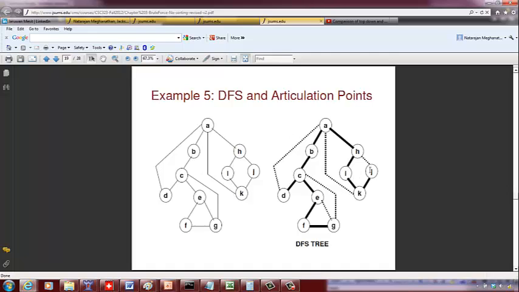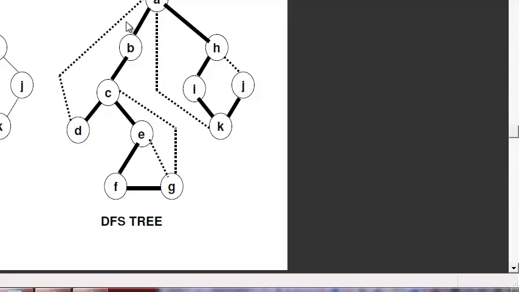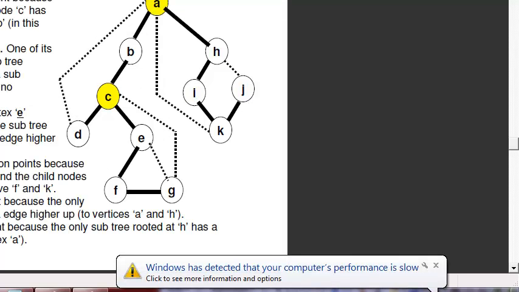Now we decided J is not because it's a leaf node, K is not because this subtree is connected to H. You see, basically H is above K, so J is connected to H, so it's not an articulation point. So I is also not an articulation point because this subtree is connected above I to H. Now H is again not an articulation point because this subtree is connected to A, right, through this back edge. So it's only A and C that are the articulation points. Alright.